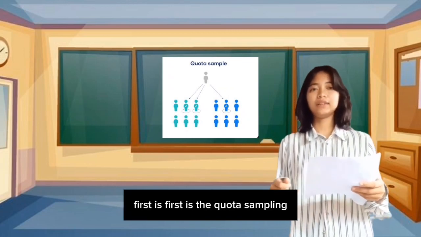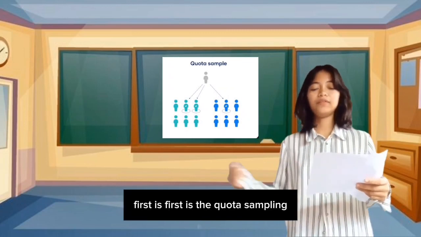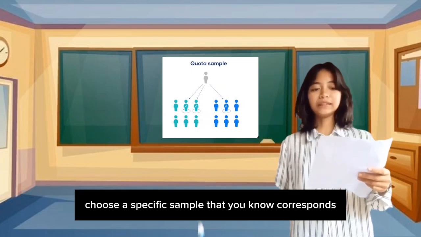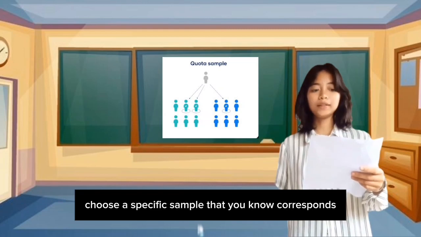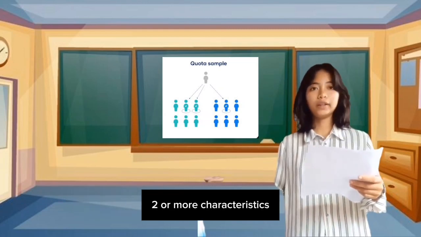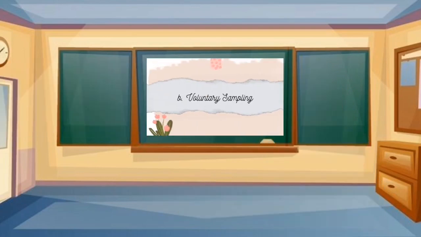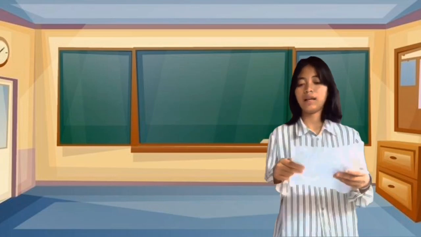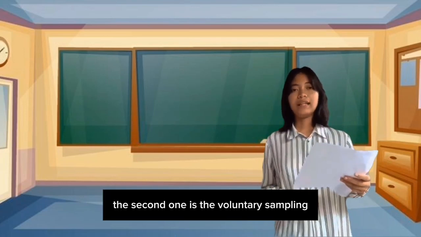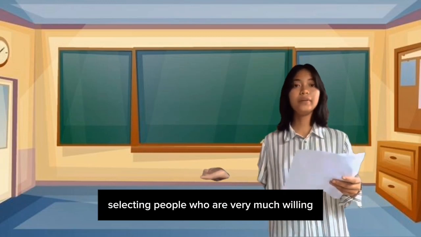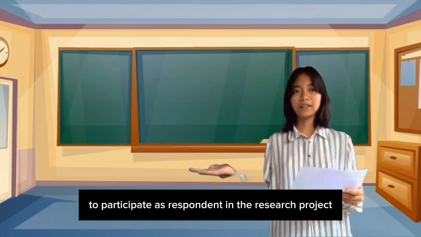First is quota sampling. Choosing specific samples that you know correspond to the population in terms of one, two, or more characteristics. The second one is voluntary sampling, selecting people who are very much willing to participate as respondents in the research project.